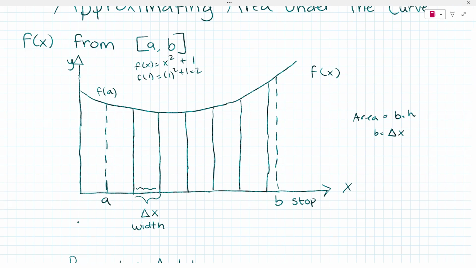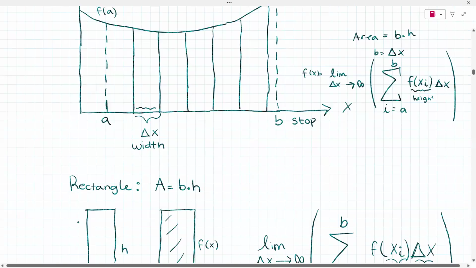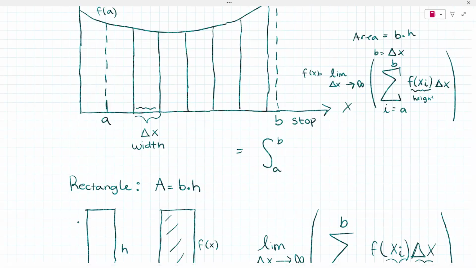And yeah, you can write this as a sigma notation because we can have infinity rectangles, right? So you could say f of x equals the limit of delta x as x approaches infinity, and you get this: i equals a, stop at the point b, and then f of x i, this is our height, and then your width is the delta x. Okay, so it can be expressed as integrals from a to b. This is the boundaries of f of x, and you'll learn this later on in calculus.